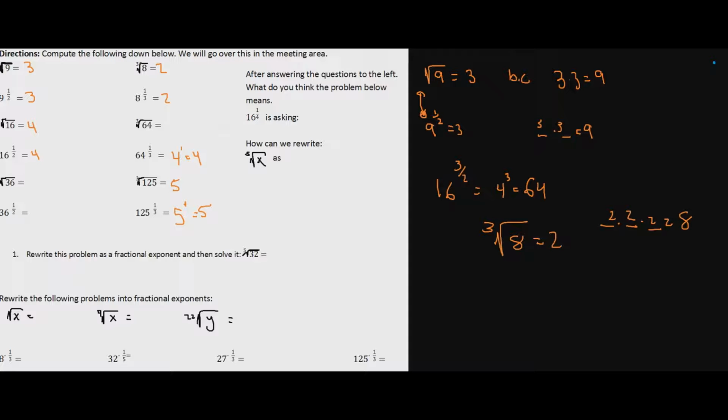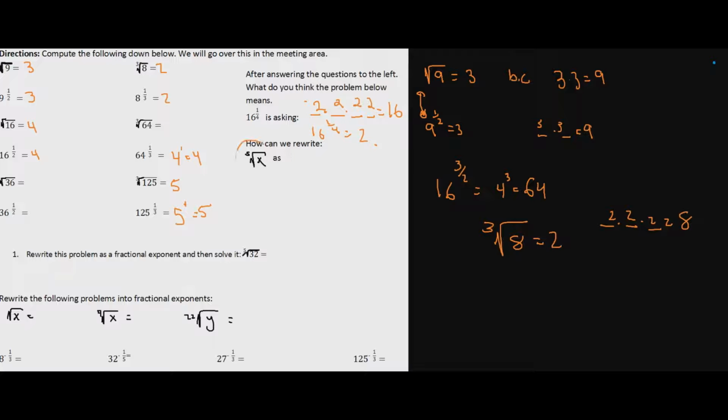So let's go over here. What is this problem saying over to the right? 16 raised to the 1/4. Well, that's just telling us what 4 numbers multiply to give you 16. And if you do it, that happens to be 2. So 16 raised to the 1/4 is 2, okay?